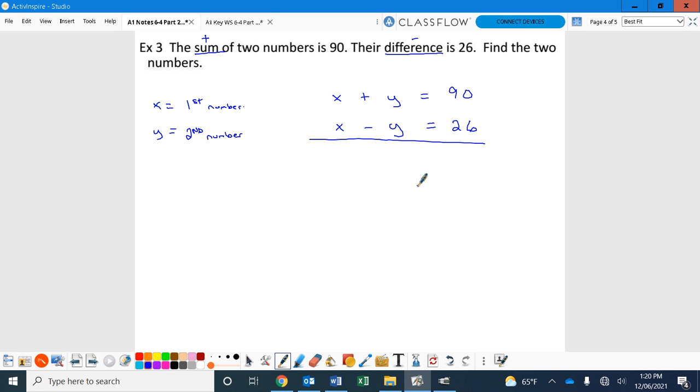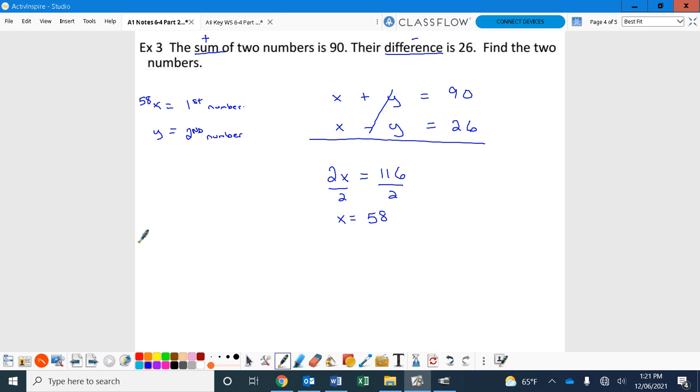Okay, now, this one tends to be easy, but it tends to be missed quite often on the test because of this one little thing. Guys, the y's cancel out. When you combine these two, what's the answer? 2x. It's not x, it's 2x. Equals 116. Divide by 2, and x is going to equal 58. 58 is going to be our first number. Put it up here.